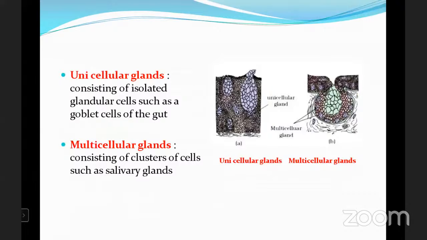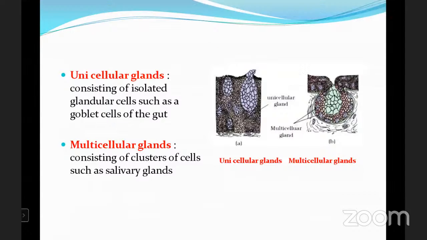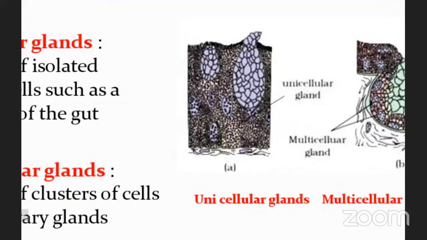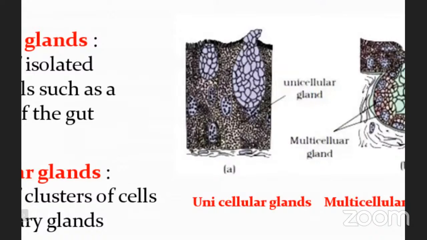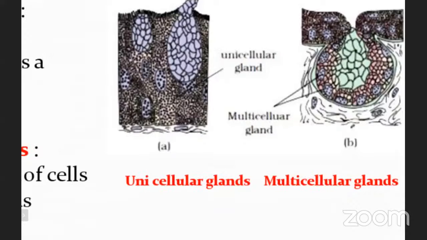Here, unicellular and multicellular. Unicellular means only a single cell, consisting of isolated glandular cells such as goblet cells of the gut. Multicellular glands consist of clusters of cells such as salivary glands. So in this picture also you are able to see the difference between unicellular and multicellular glands.